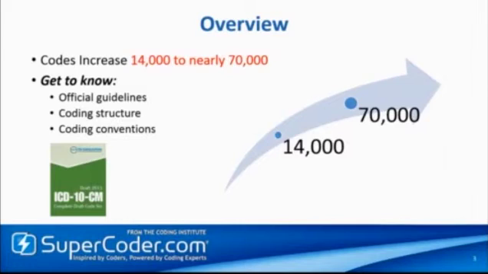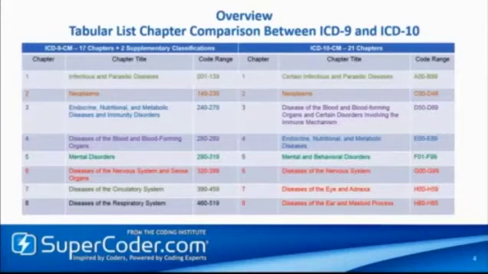Let's take a look at how the tabular chapters compare between ICD-9 and ICD-10. On slide 4, you'll find on the left column the ICD-9 chapters and ICD-10 on the right. ICD-9 has 17 chapters and 2 supplementary classifications. ICD-10 expanded into 21 chapters, but without the supplementary classifications.